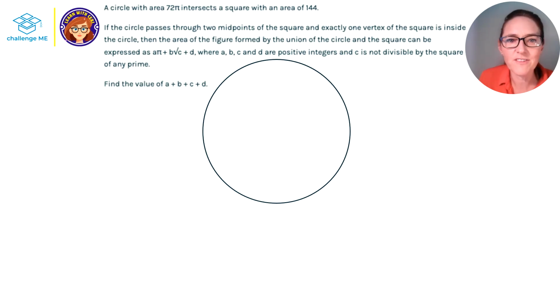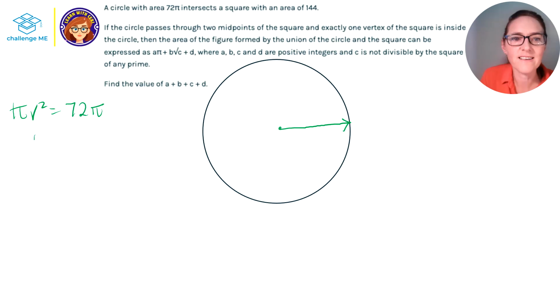The radius of the circle, well, pi r squared is 72 pi, so r squared is 72, and so the radius of that circle is square root of 72, which is 36 times 2, so simplified gives us 6 root 2. So the radius of this circle is 6 root 2.